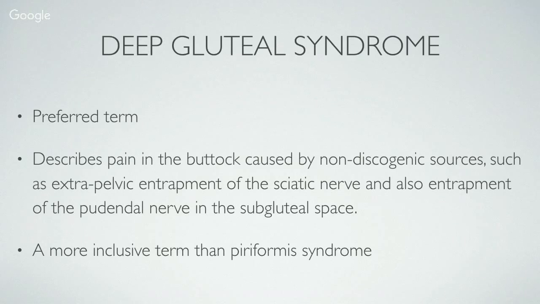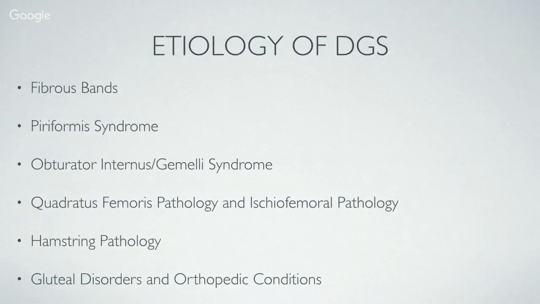It's the result of advances like endoscopy and MR neurography that are giving us a better understanding and the need for this more inclusive term for posterior buttock pain. So these are some proposed etiologies of deep gluteal syndrome that we're going to review. There's really a limited amount of research on these, so I'm just going to touch on the major points. So first, fibrous bands.